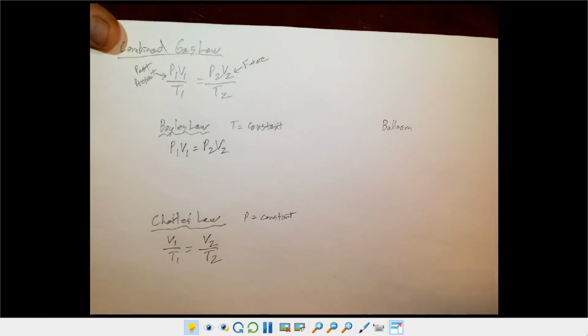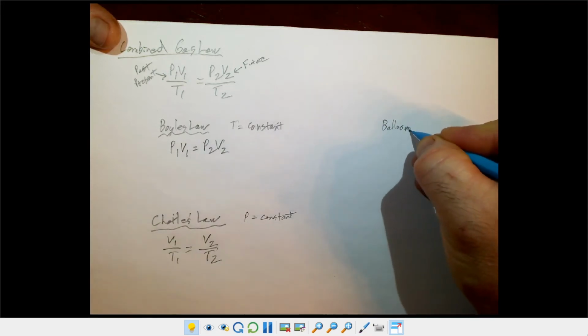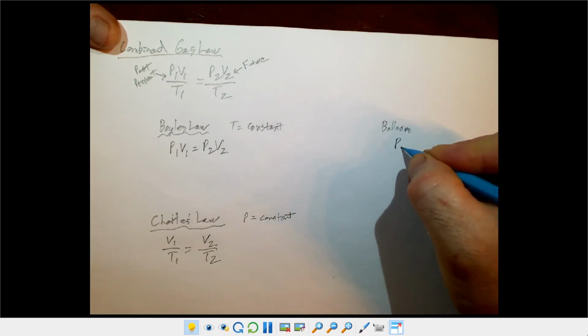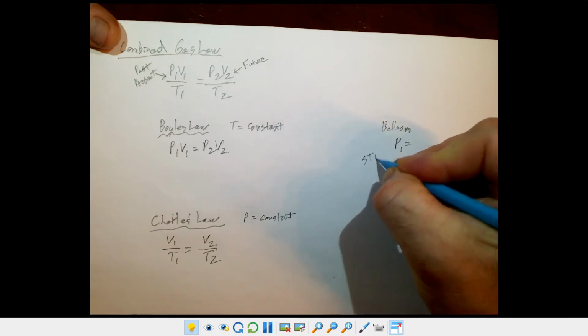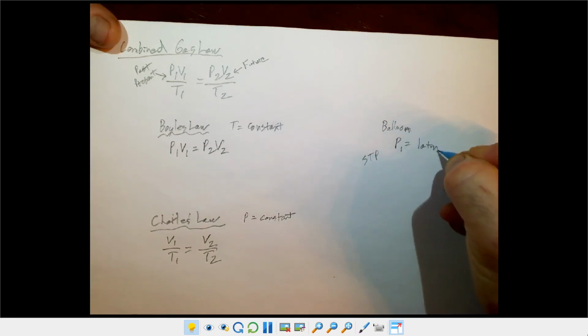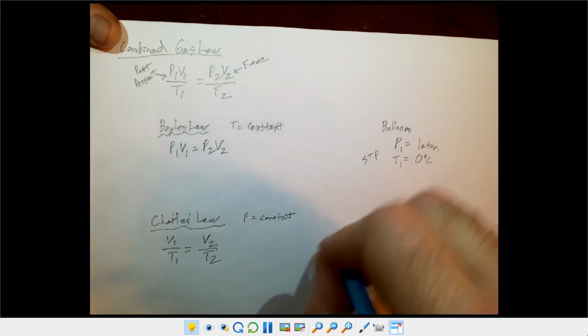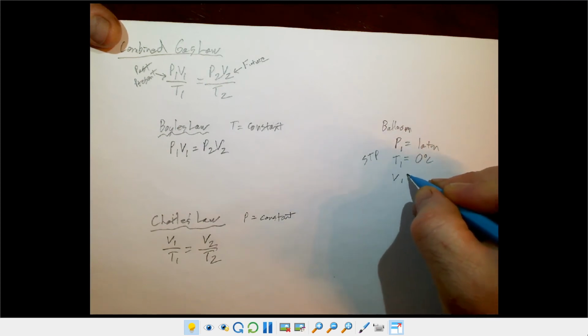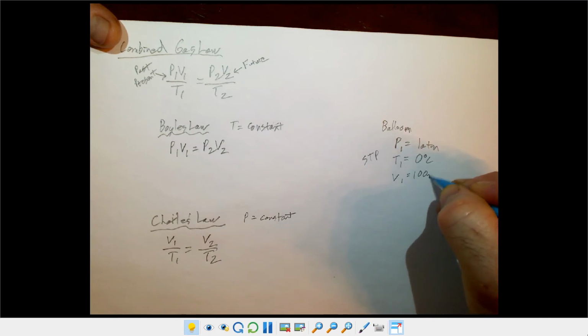And in that balloon, you basically have it filled with just regular air. Let's say that the starting pressure is under conditions of STP. Remember what that means? It would be 1 atm. Temperature would be 0 degrees Celsius. And then the volume would end up being 100 milliliters.